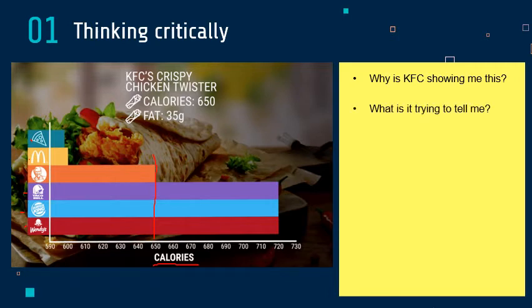Well, it's trying to tell me that it's relatively healthy compared to these other ones here. Maybe not as healthy as Pizza Hut and McDonald's, but it's still healthier than these other three brands, so it's pretty healthy.